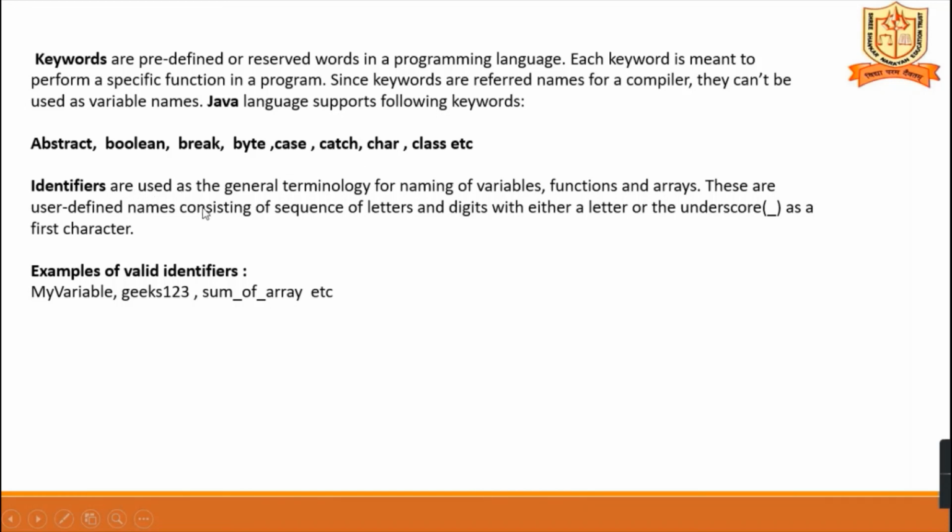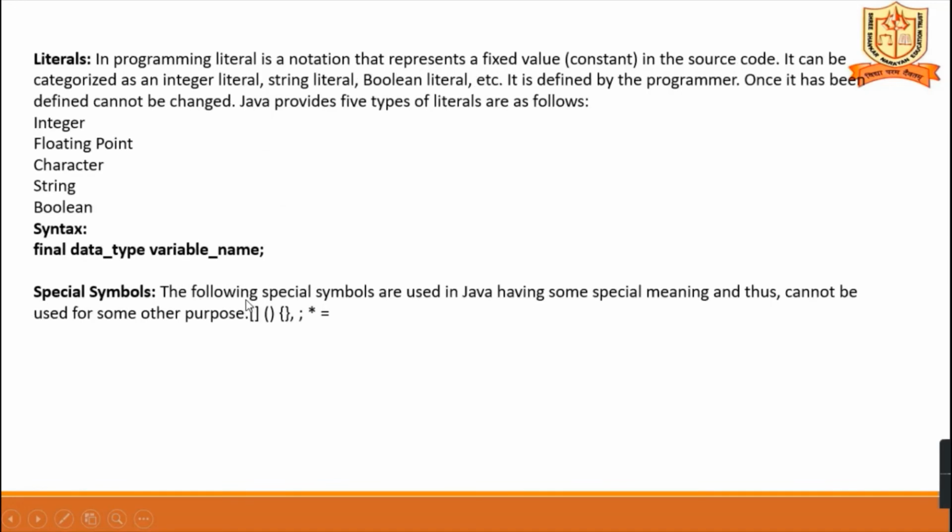Then identifiers are generally used for naming variables, functions, and arrays. These are user-defined names consisting of a sequence of letters and digits, with either a letter or an underscore as the first character. See, these are the valid identifiers. So valid identifier means what? Naming of the variables. It will use only alphabets, numbers and the underscore.